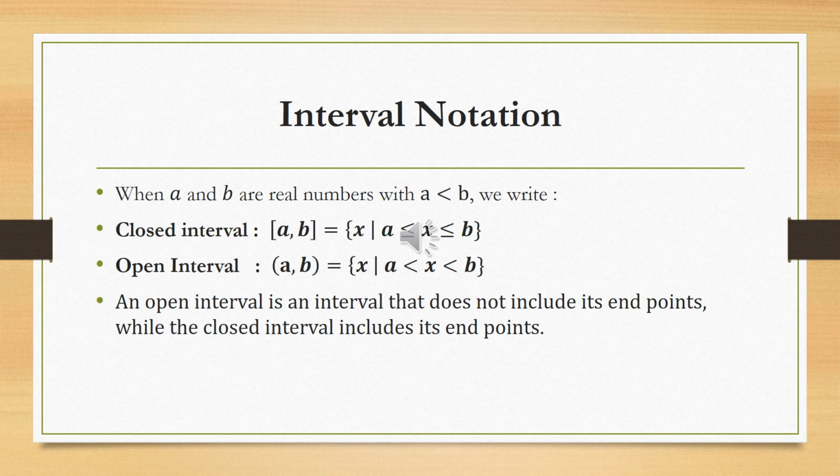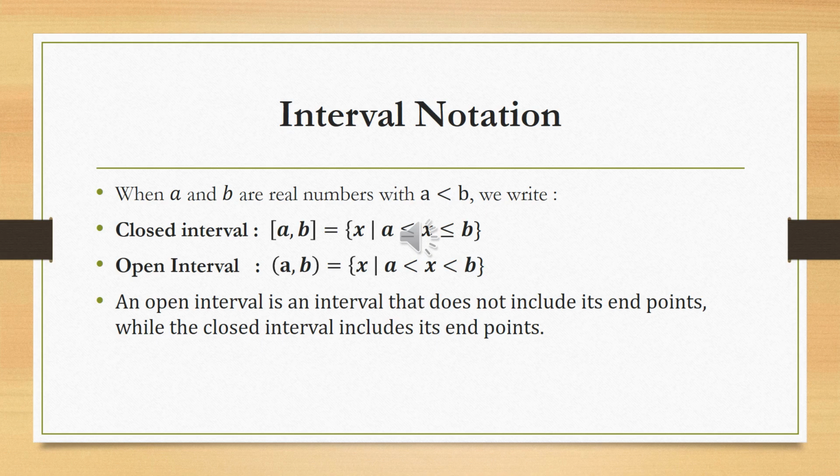So that means both the edges are included. And then we can write this using the set builder notation. It's the set of all x such that a is less than or equal to x, and x is less than or equal to b.